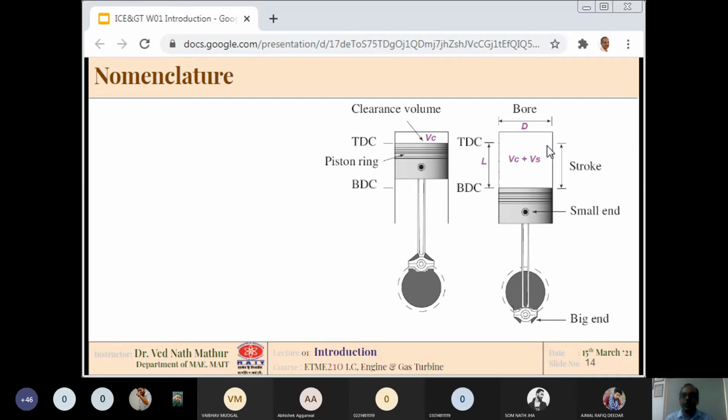Now how do you calculate swept volume? If you see the right side figure on the top, D is written. This diameter of the cylinder, the inner diameter of the cylinder, is also called bore. So if you know the bore, then pi by 4 into D square is the cross-sectional area of the cylinder, multiplied by the stroke length is the swept volume. So swept volume plus clearance volume.